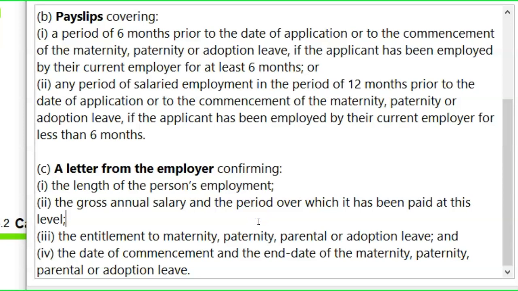First of all, your employer will need to confirm your length of employment, your gross annual salary, and the period over which it has been paid at this level. And point number 3 is the entitlement to maternity, paternity, parental or adoption leave. And the last point, which the employer will need to mention in their letter, is the date of commencement and the end date of the maternity, paternity, parental or adoption leave.